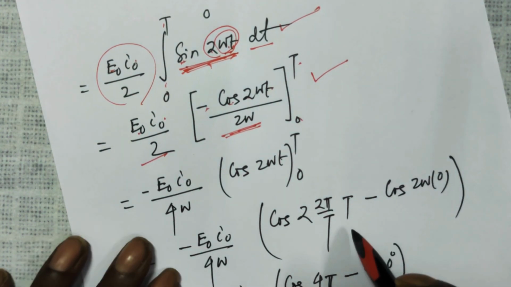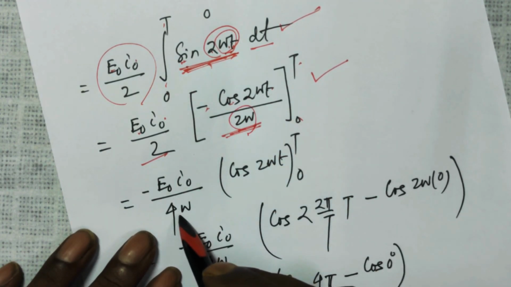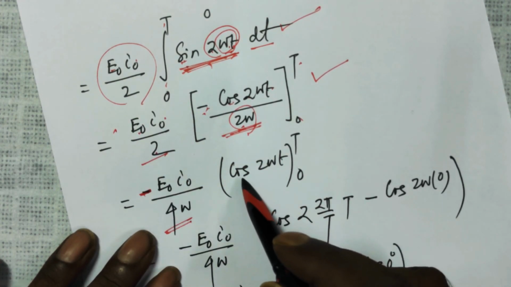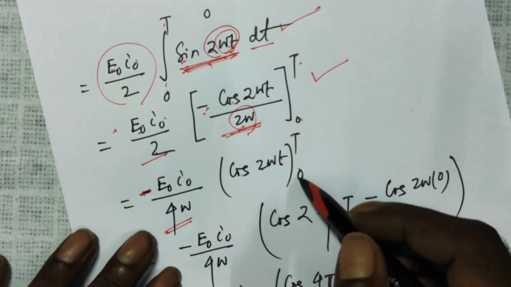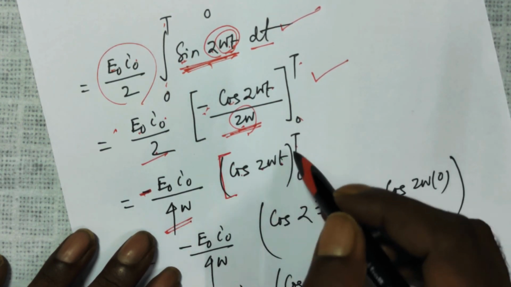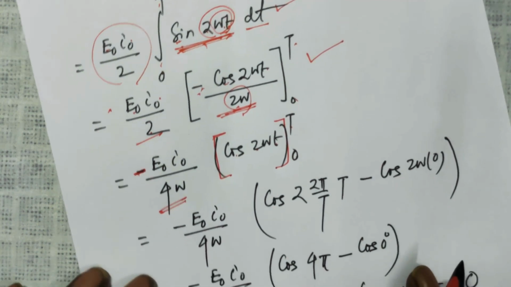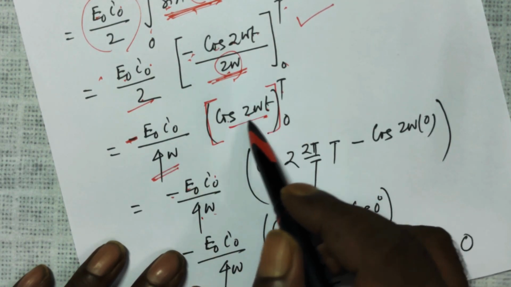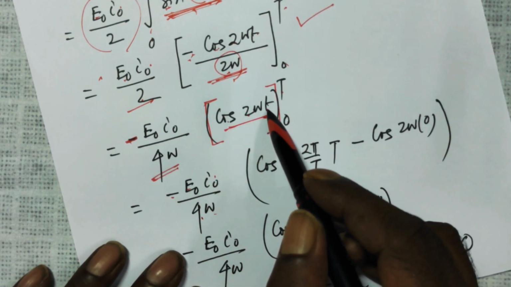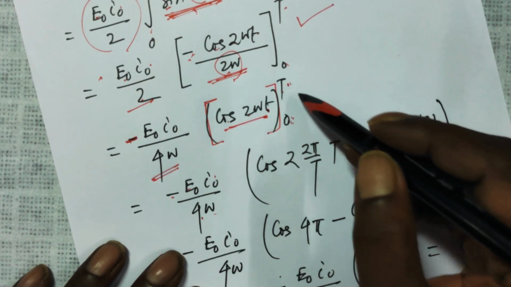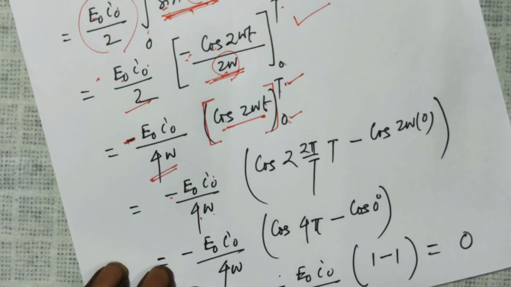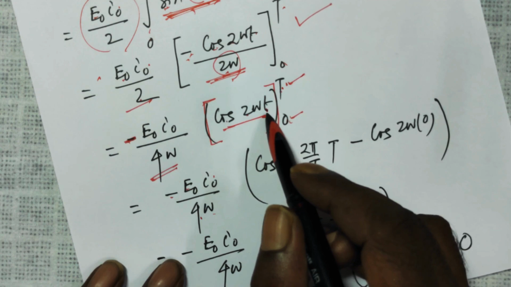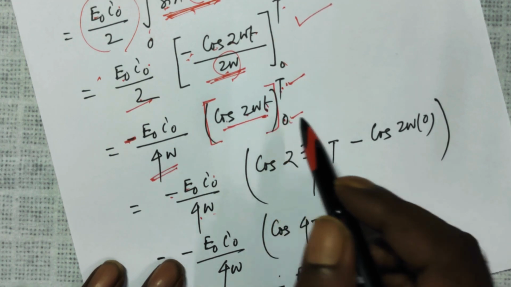So from 0 to T, 2 omega is a constant, so it is taken out. 2 omega into 2 is 4 omega. This minus comes here. So I am left with the value of cos 2 omega t in the interval from 0 to T. I should have put a bracket like this, right? So minus E naught I naught over 4 omega. Here in this expression, small t is the variable, and these are the two limits of the variable. This is the lower limit, this is the upper limit, right? So for small t, I have to put capital T, then make a subtraction by putting small t equal to 0.